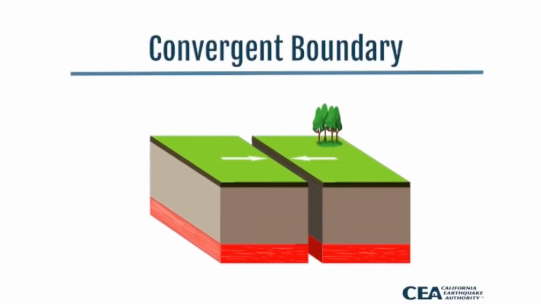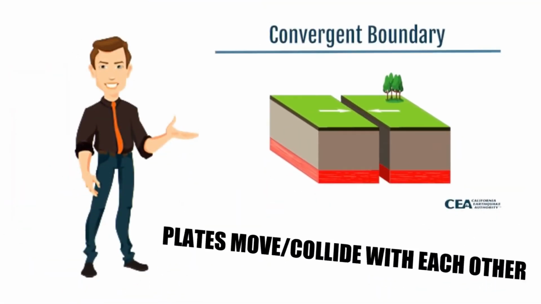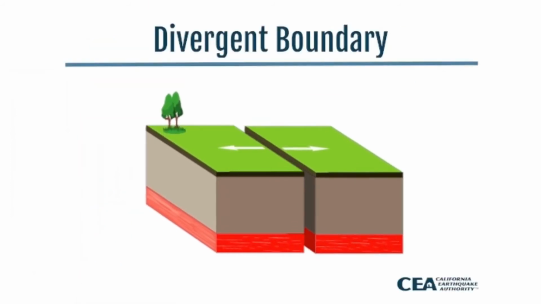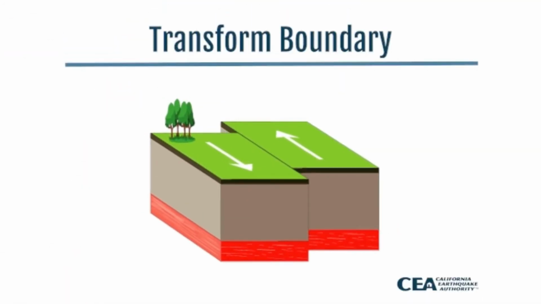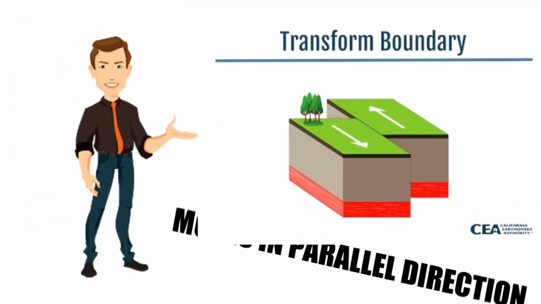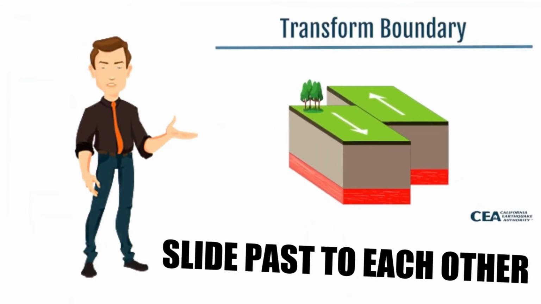First is convergent boundaries, when plates move and collide with each other. Second, the divergent boundaries, this can happen when plates move away from each other. Lastly, the transform boundary, when two plates move in parallel directions, they will just slide past each other.